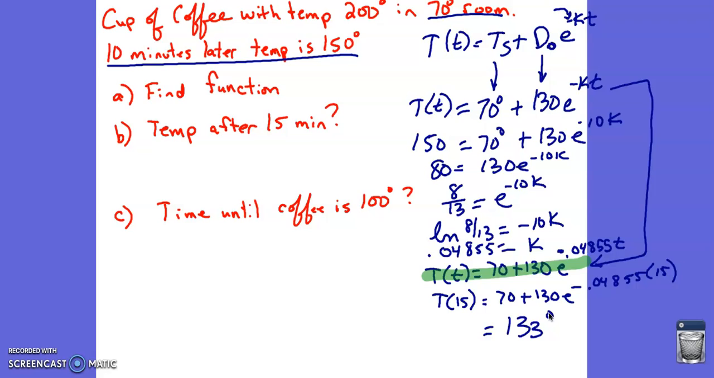And then finally, letter C: what is the time it takes until the coffee is down to 100 degrees? How long would the coffee be sitting there until it finally cools down to 100 degrees? So we're going to put 100 degrees. We want to find out when the temperature is going to equal 100. We're just going to solve this equation. If we subtract 70, we get 30 here. Divide by 130 on both sides.